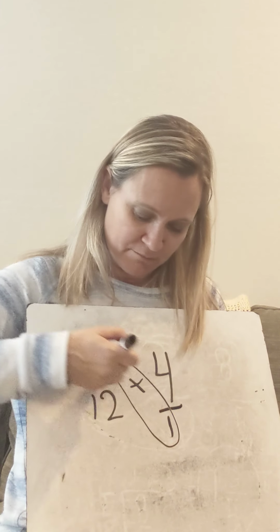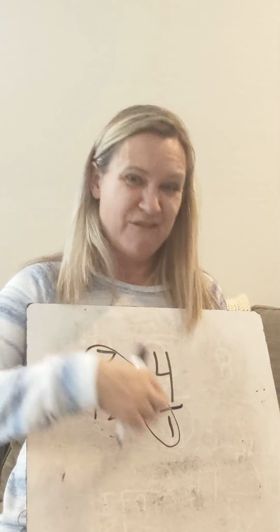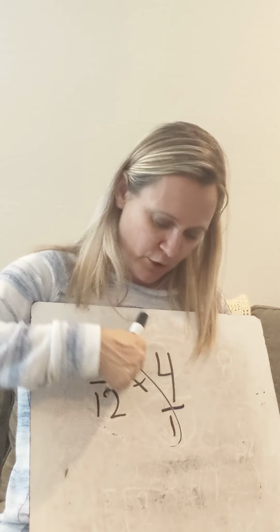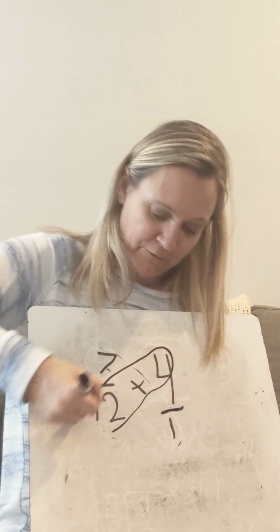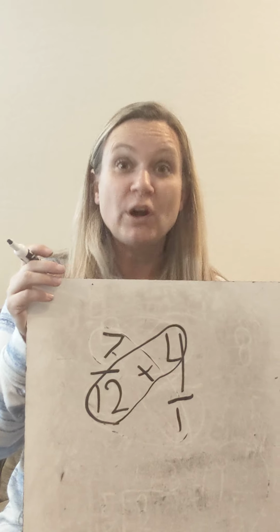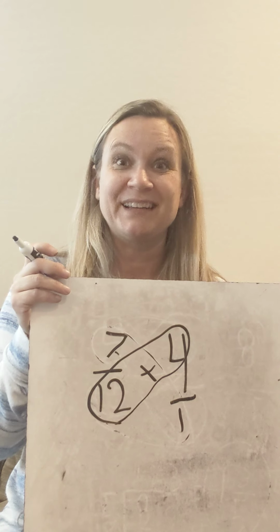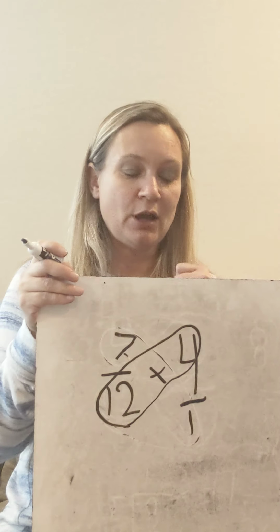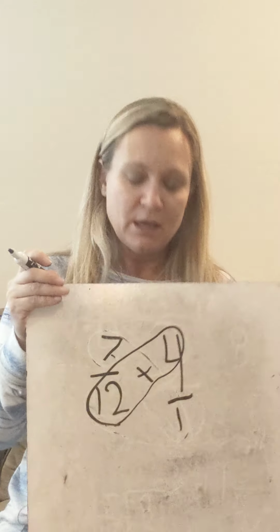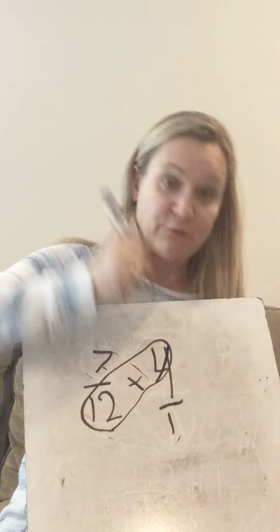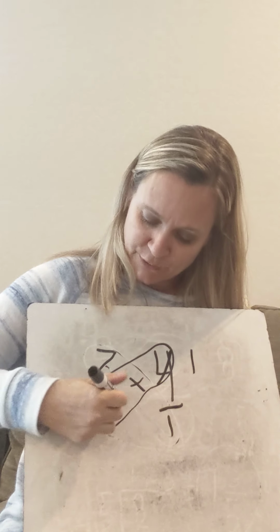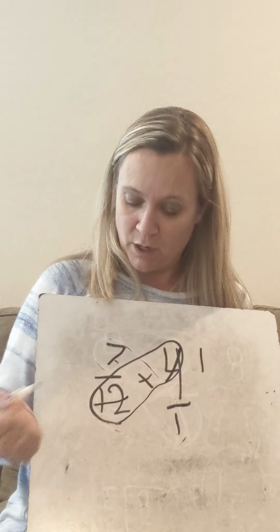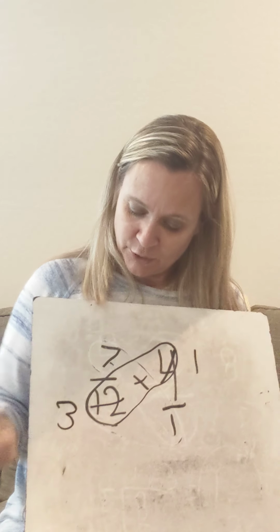So if I look here, I see 7 and 1. They only share 1. That's not helpful. So I can't cross-cancel them. If I look here, I have 4 and 12. 4 and 12 have a common factor. It's 4. So I'm going to divide this 4 by 4. 4 divided by 4 is 1. And then I'm going to divide this 12 by 4. 12 divided by 4 is 3.